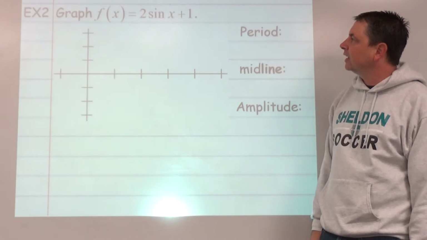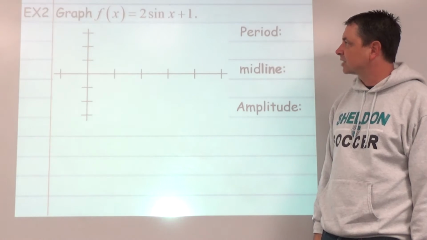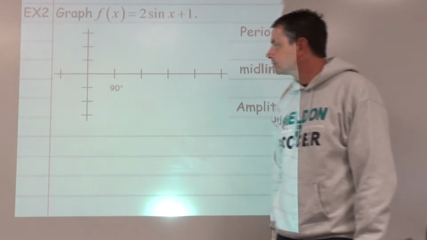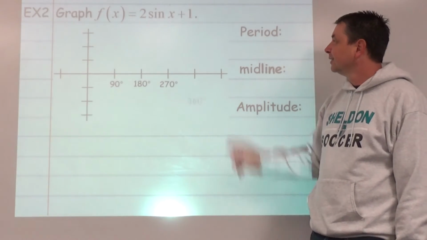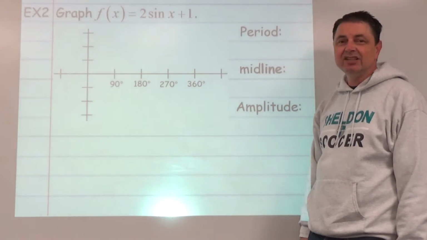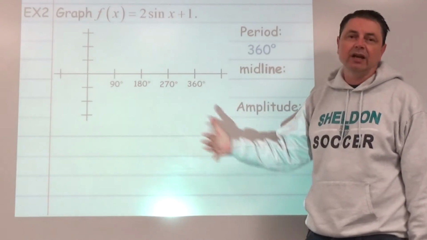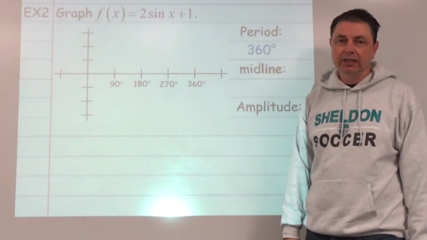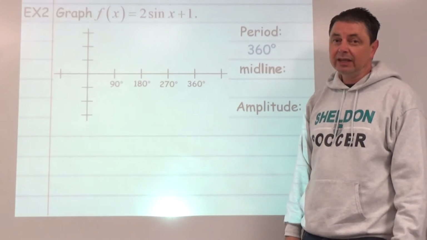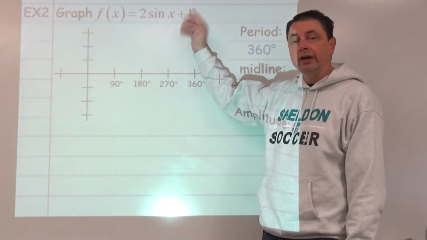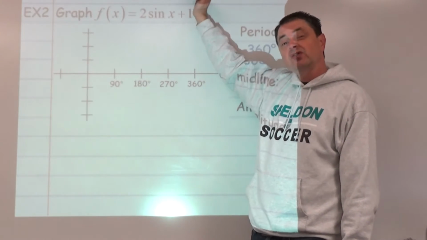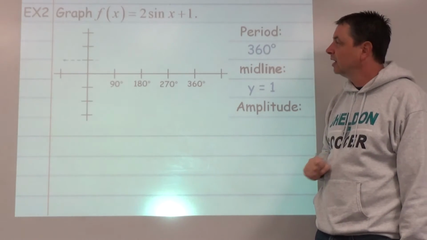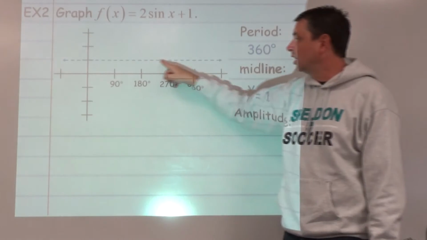Example number 2, graph f of x equals 2 sine of x plus 1. Set the scale. Period is 360 degrees. What about the midline? What do you think the equation of the midline is going to be? I think it's going to be y equals 1. The vertical shift or translation of 1. So midline y equals 1. Probably be a good idea to draw that in.